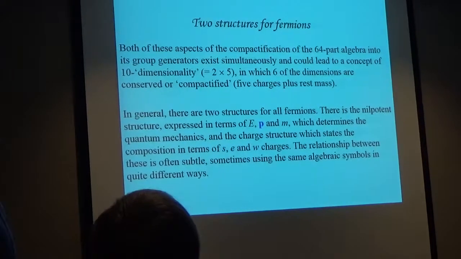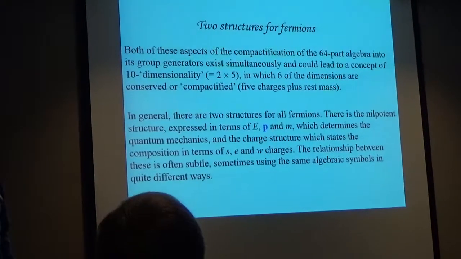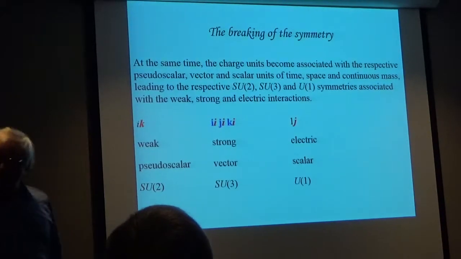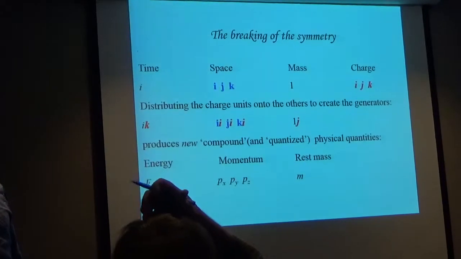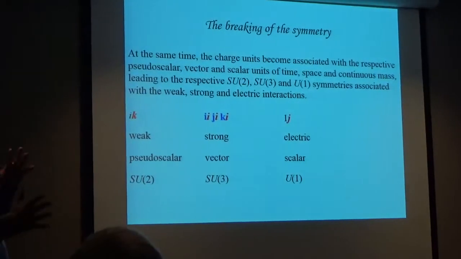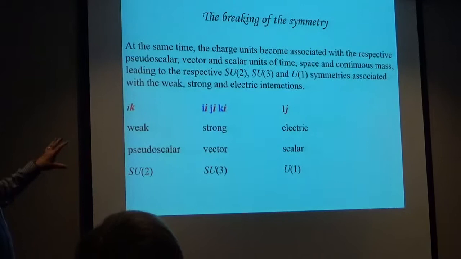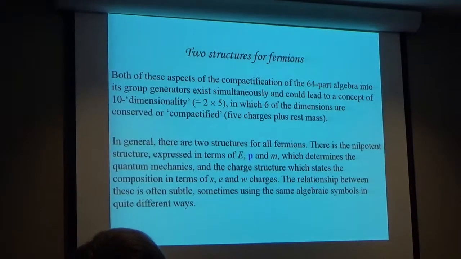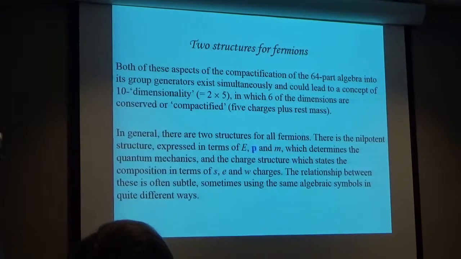And if you're really interested in this sort of thing, you can make this into a 10-dimensional structure, because you've got 5 of one and 5 of the other. And 6 of them are compactified or conserved quantities. Well, I'm not terribly interested in that, but you can do that if you want.